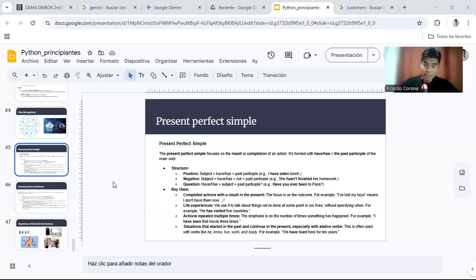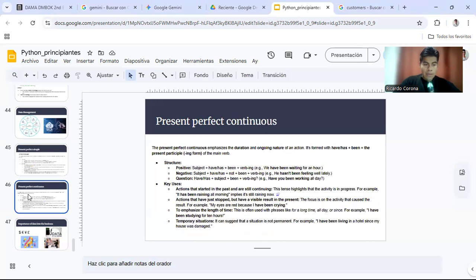Situations that started in the past and continue in the present, specifically with stative verbs like be, know, live, work, or study. For example, we have lived here for 10 years. Or she has known her dog since it was born there, for example. This is the use of present perfect simple.